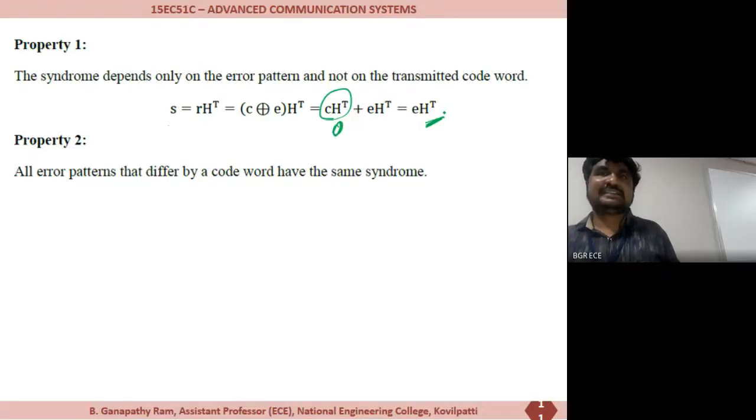So in the next session, we will discuss the tutorial problems on linear block codes.